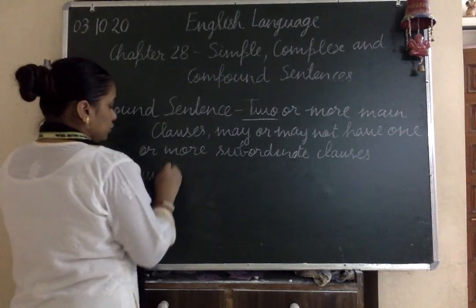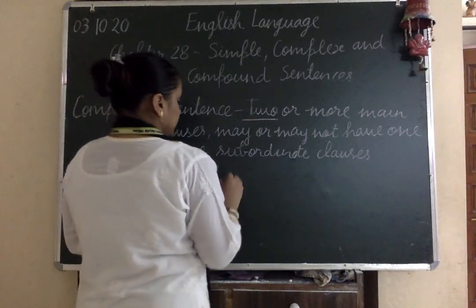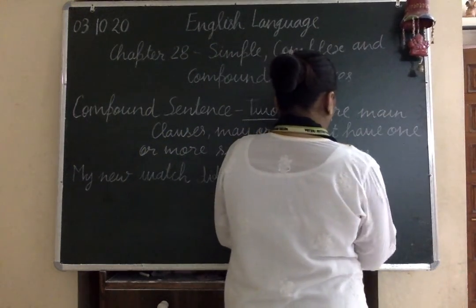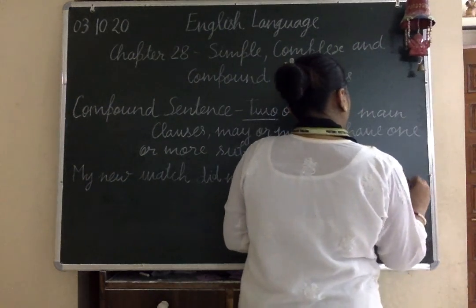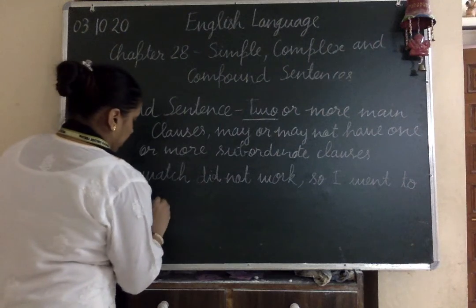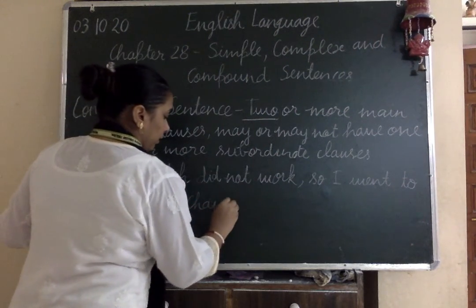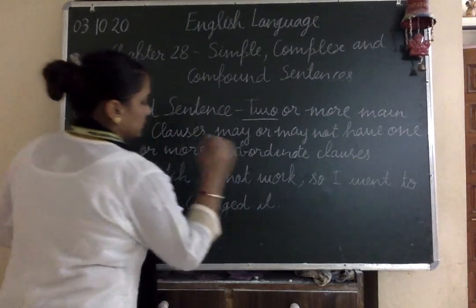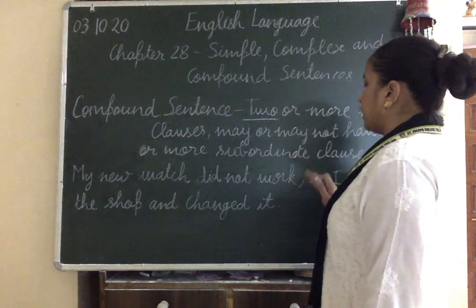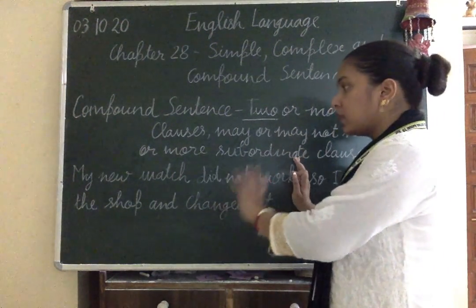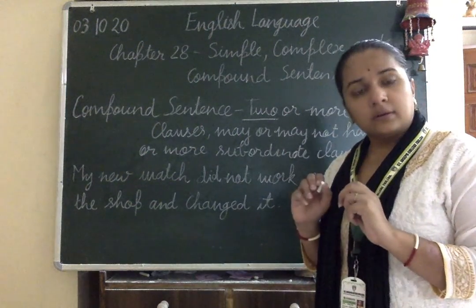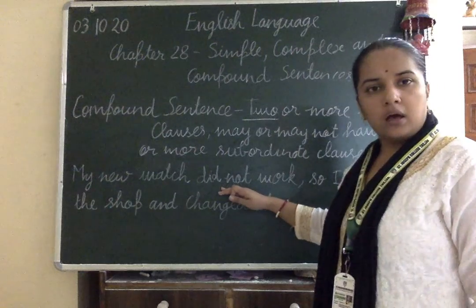My new watch did not work, so I went to the shop and changed it. Now here in this particular sentence, my new watch did not work. Look at this much of the sentence only. This is itself a complete sentence. It is providing you the complete meaning. It is also telling you about the kind of tense of the sentence. That is why it is the main clause.